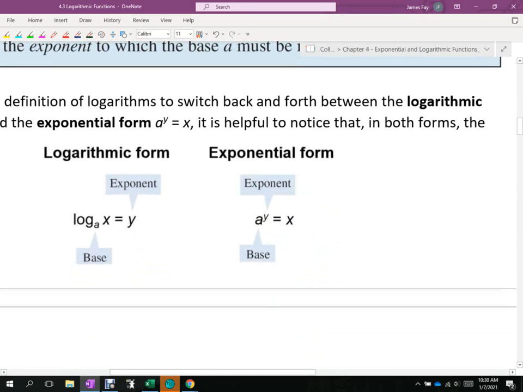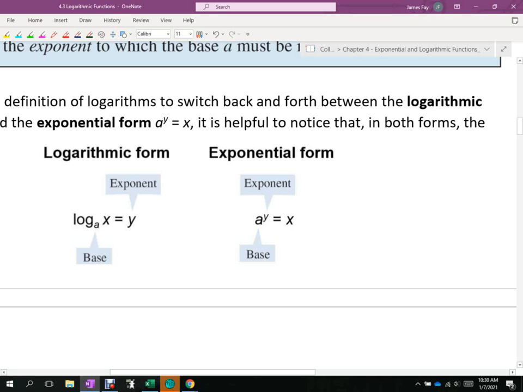What you see in both formats here, you can see the location of where we put the base in the logarithmic format and where it transfers to in the exponential format, and you can see where the exponent goes in both of those as well. Okay.